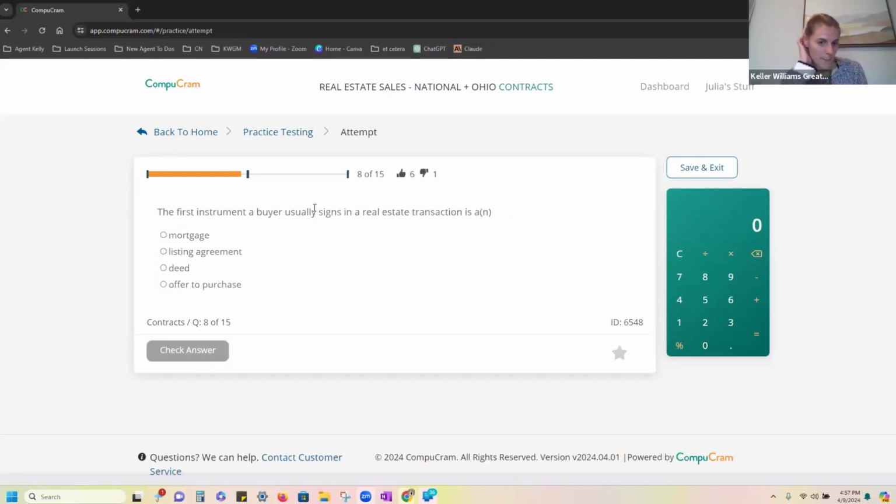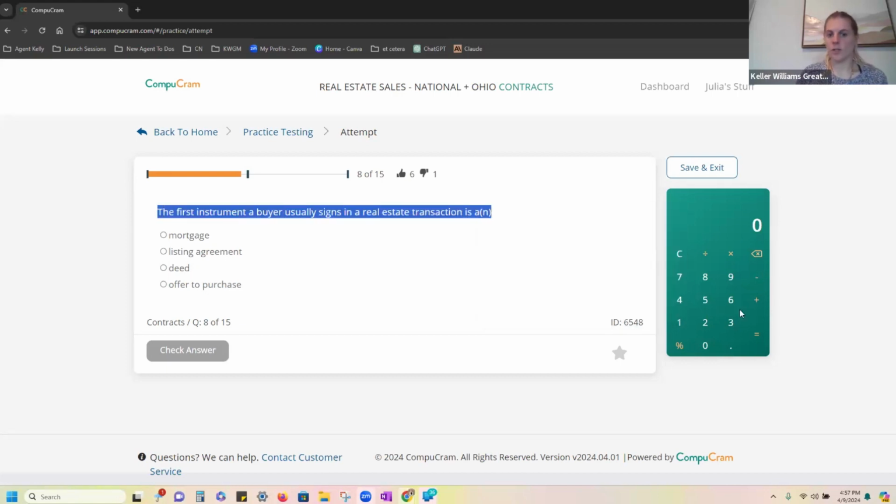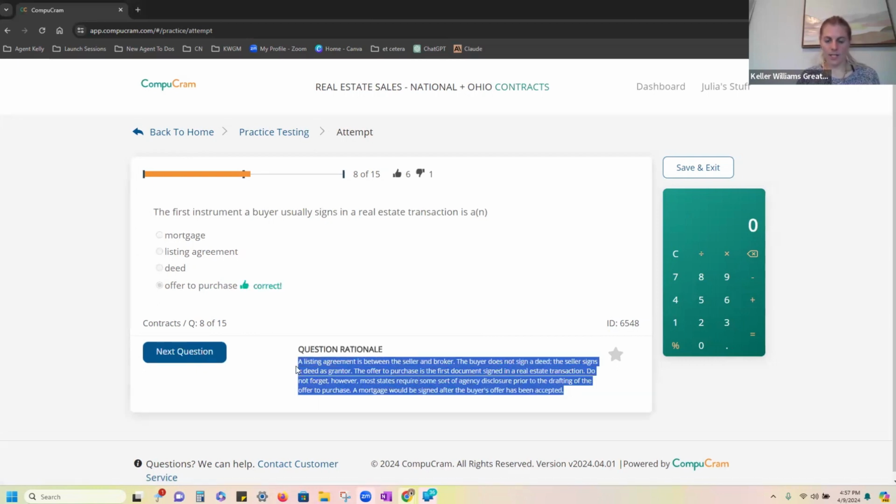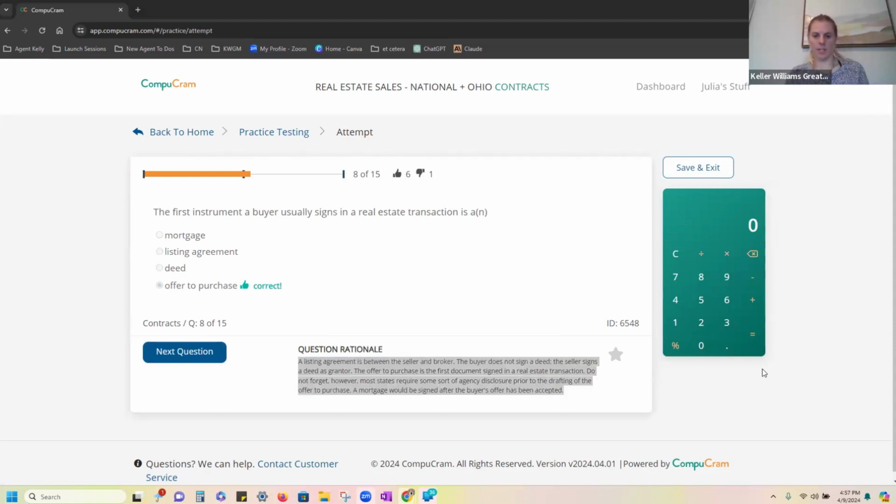The first instrument a buyer usually signs in a real estate transaction is A, mortgage, B, listing agreement, C, deed, or D, offer to purchase. So the first instrument a buyer usually signs. All right, and that is correct. Good job. The correct answer is offer to purchase. So the first thing a seller would sign would be the listing agreement between the seller and broker. But the first thing a buyer usually signs in a real estate contract is going to be the offer to purchase.